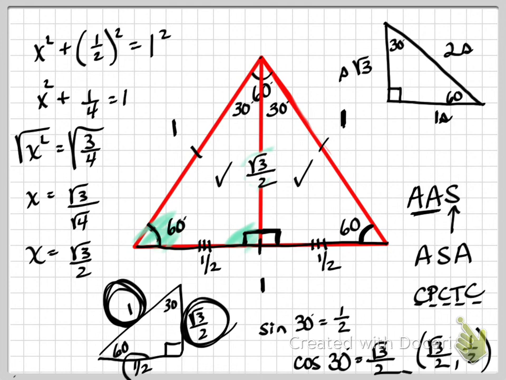But these are ratios. They're trig ratios. So if the hypotenuse is 2, then the side opposite the 30 is half of that. If the hypotenuse is 1, then the side opposite the 30 is half of that. It's just how the trig ratios work for this 30, 60, 90.